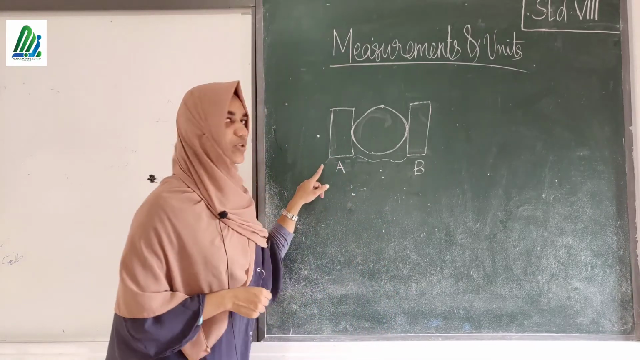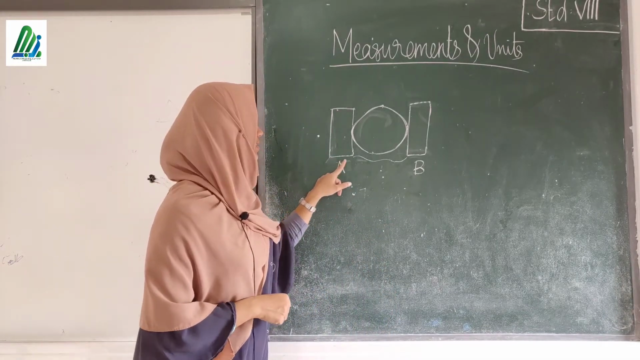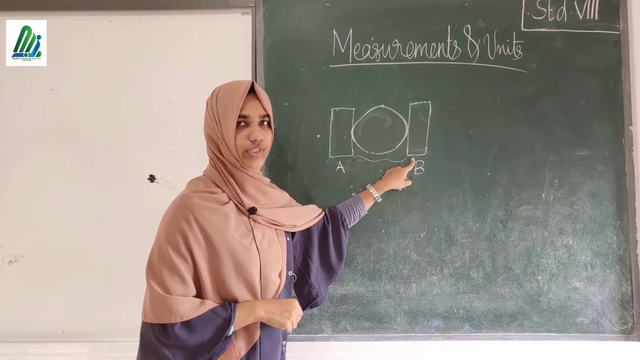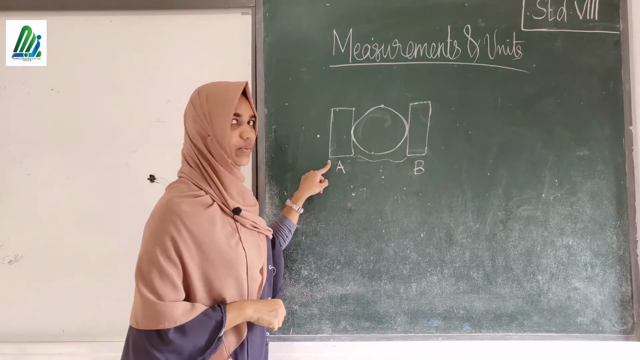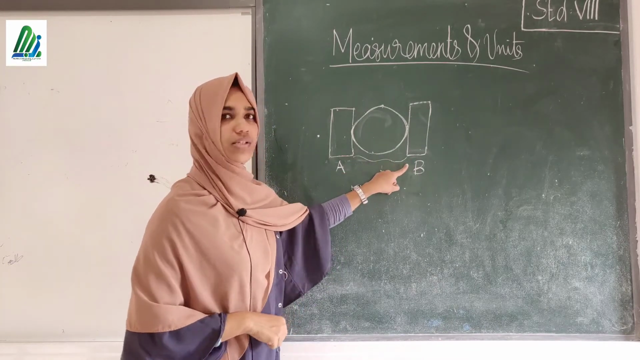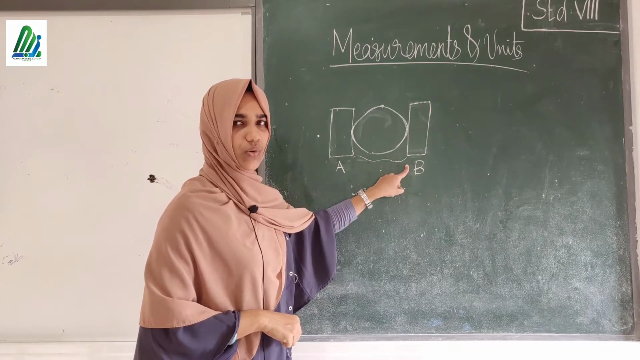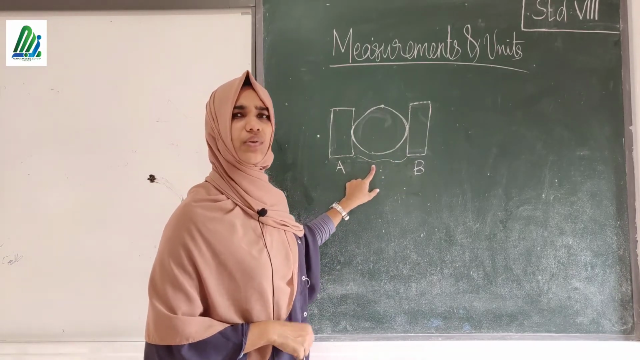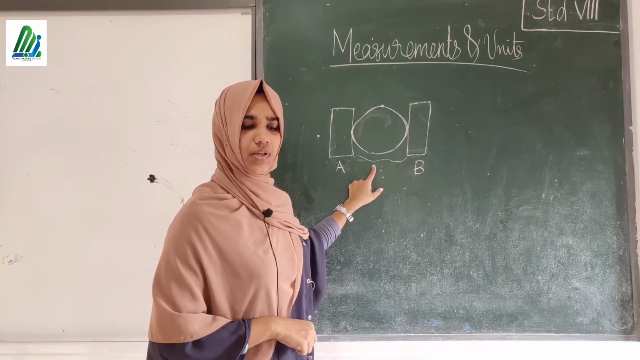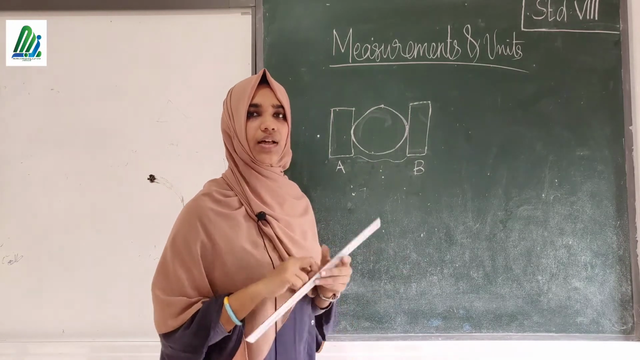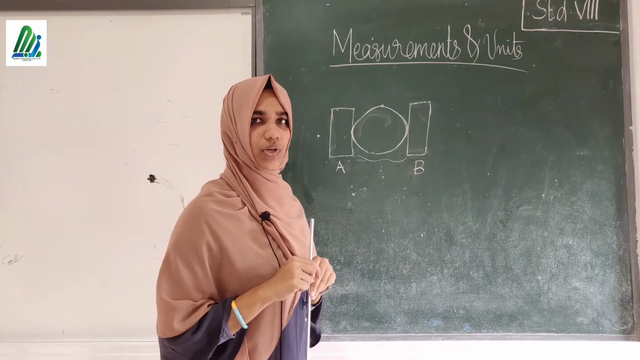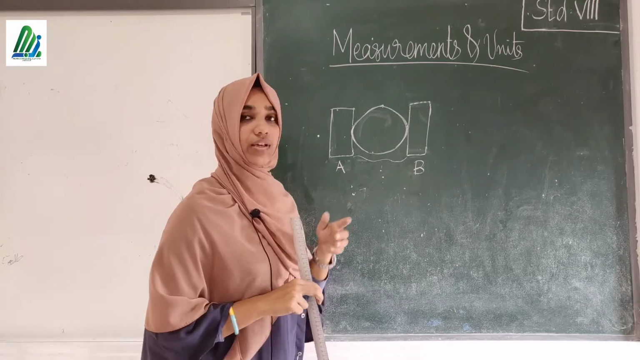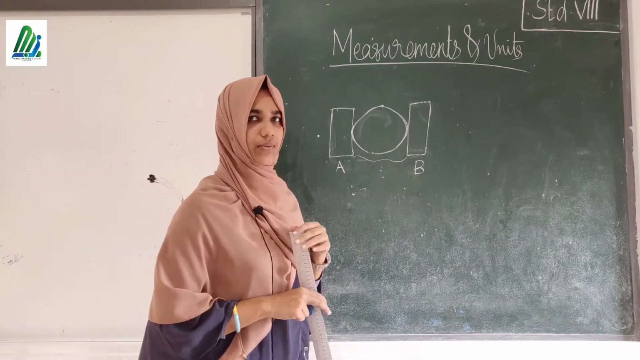So here you can see a picture. Consider this as two wooden blocks. I mention this wooden block as A and this wooden block as B. Okay, we want to measure the diameter of this sphere. How can we measure it? By using a scale, I am going to measure this sphere.